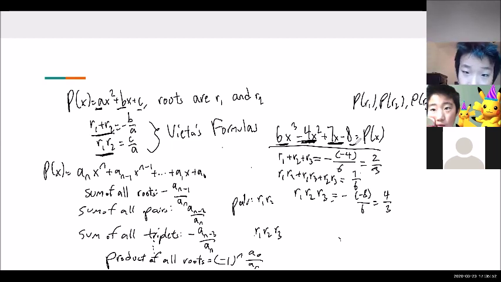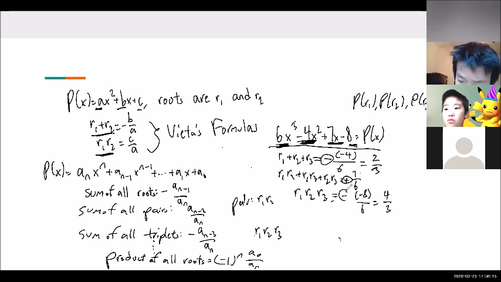But remember most of all that the sum is going to be equal to minus the second term over the first term, and the product is going to be equal to the last term divided by the first term, times minus 1 to the power of the degree. So just remember that. And the signs over here are going to be alternating, so minus and then plus and then minus and so on.